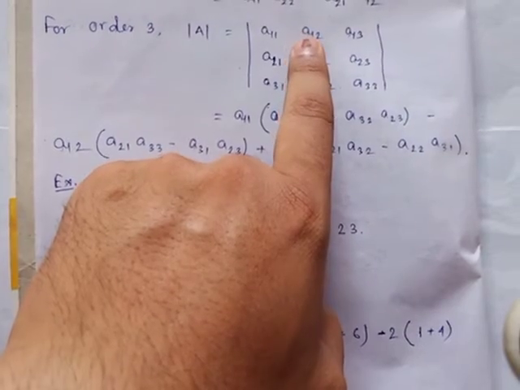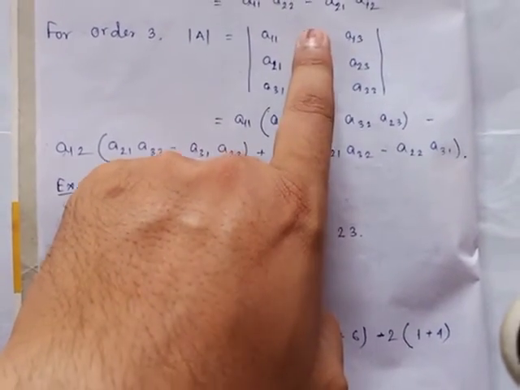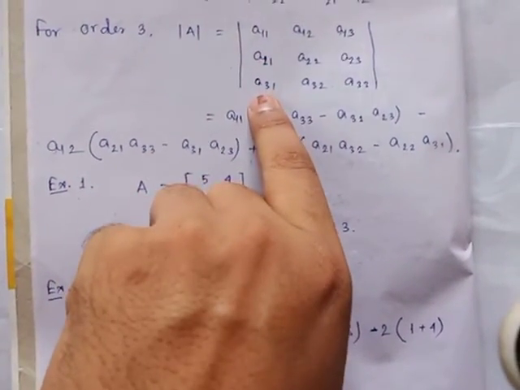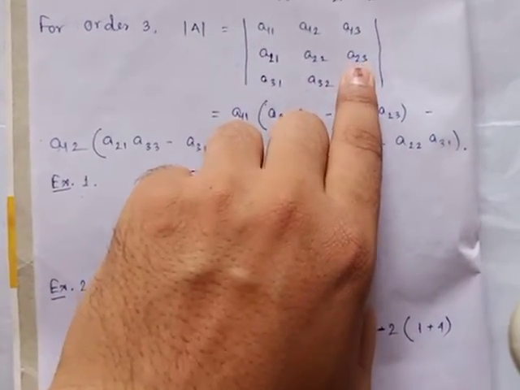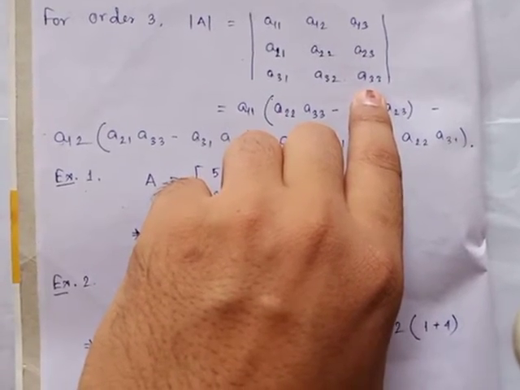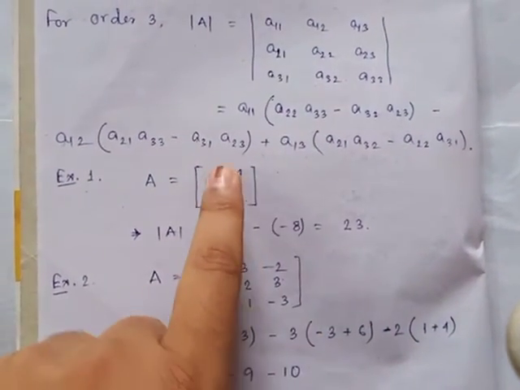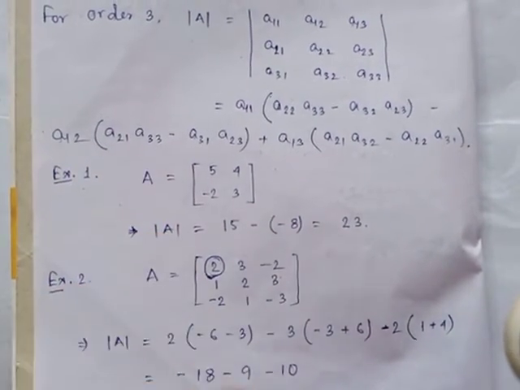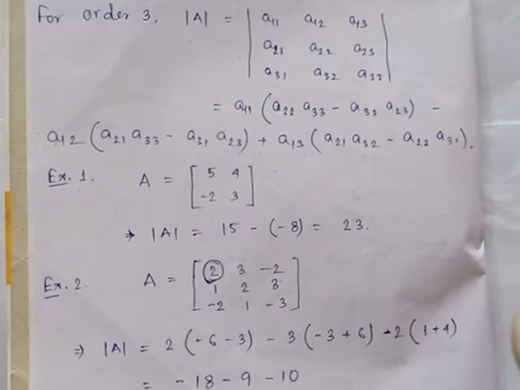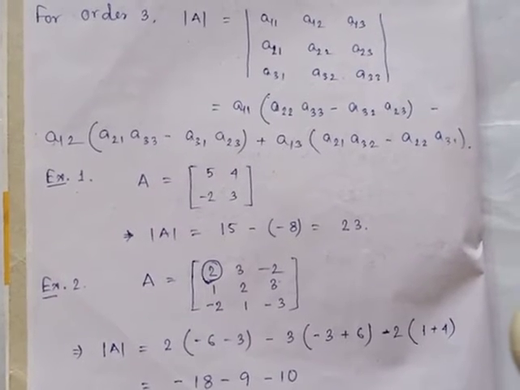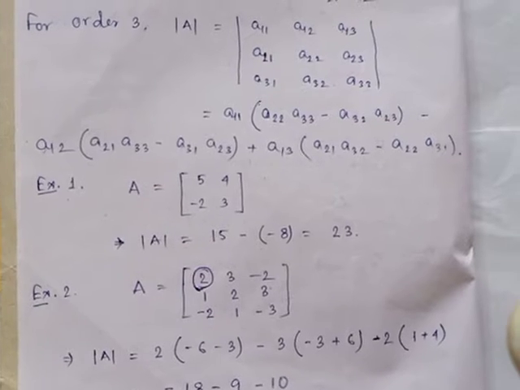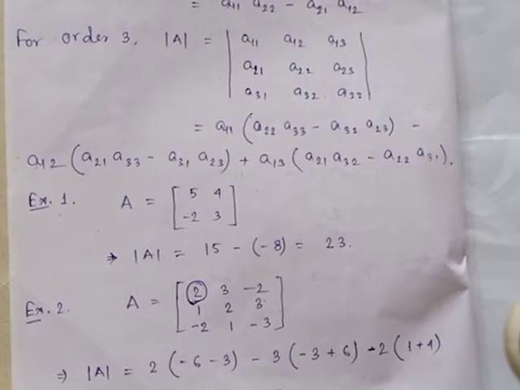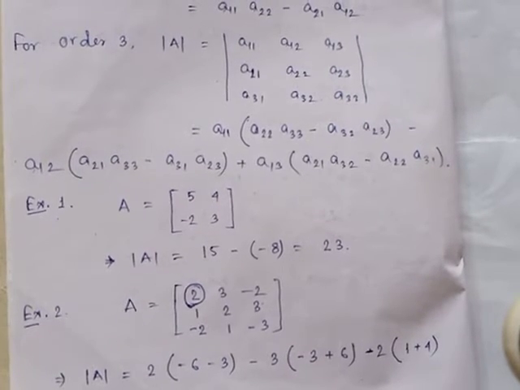Now minus A12: taking A12, the respective row and column are deleted. So the remaining is A21, A31, A23, A33. That means minus A12 within brackets, A21 A33 minus A31 A23. Similarly for the last one, A13: the respective row and column are deleted, and we get A21 A32 minus A22 A31.